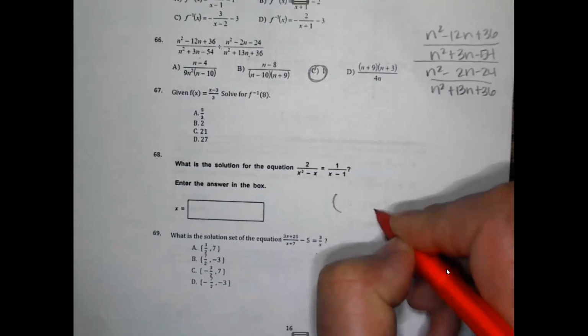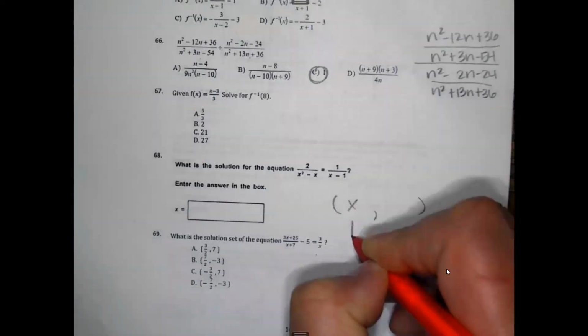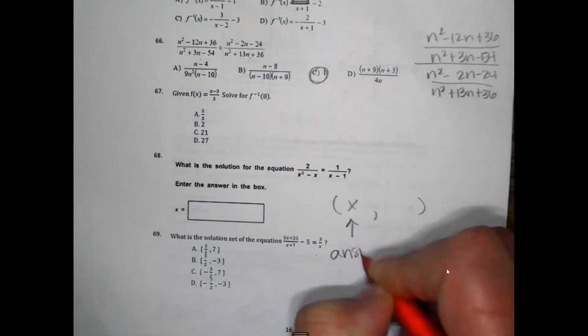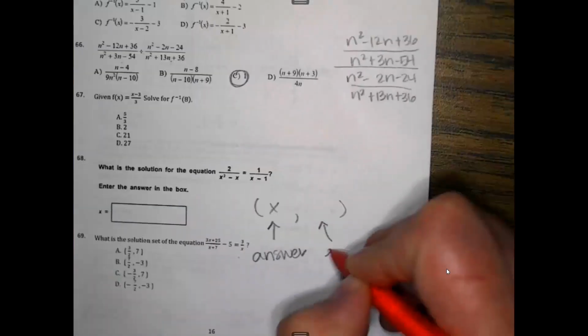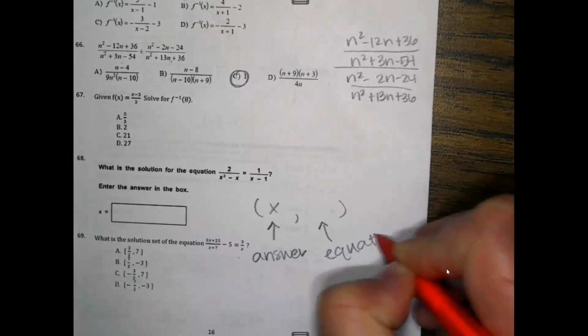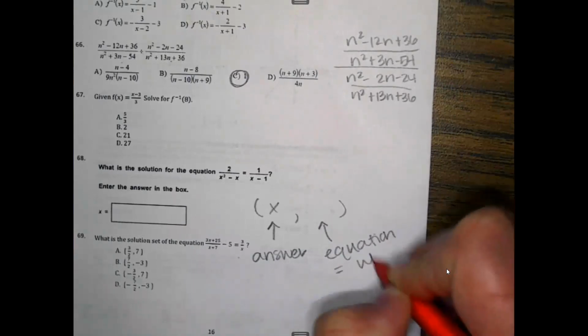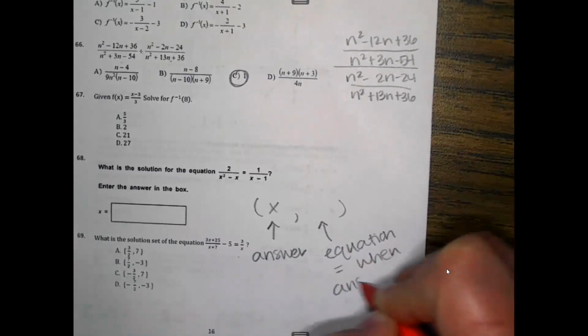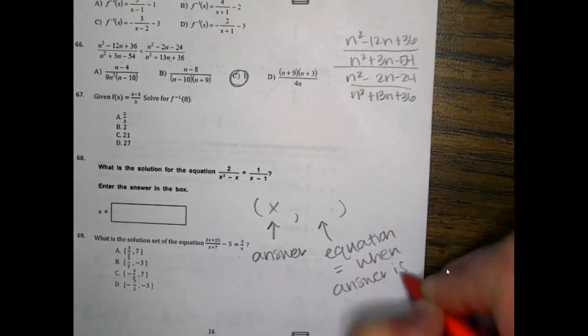Yeah, so when you're looking at where they intersect, you're going to have X and Y coordinates. The X coordinate is the answer. The Y coordinate is what the equation equals when the answer is plugged in.